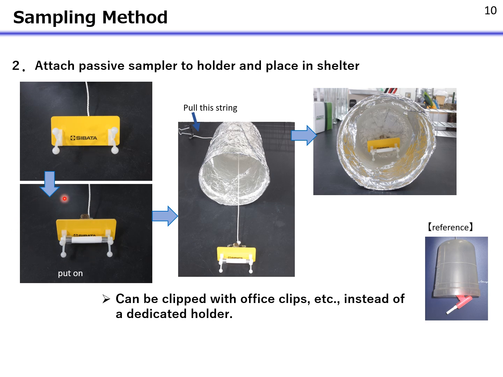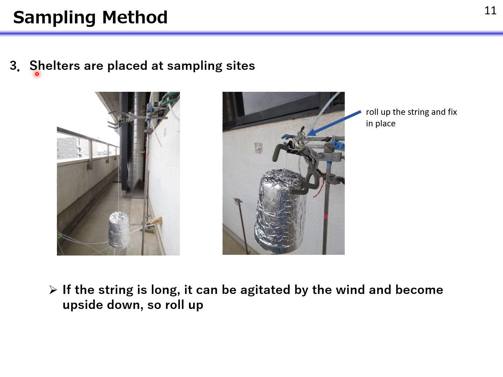Attach the sampler to the clip inside the shelter. Pull the string and place the sampler inside the shelter. Office clip may be used in place of the sampler specific clip. And place the shelter at the sampling point. Clip it where it can be hung, then roll up the string and fix in the place. If string is wrong, it can be agitated by the wind and become upside down or get wet from the rain. So roll up.